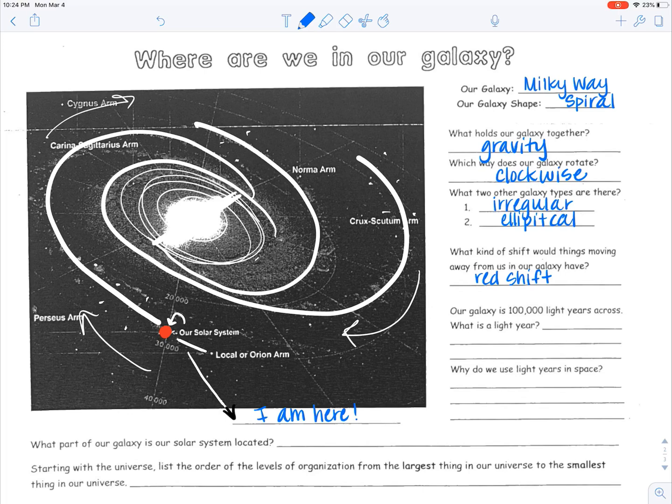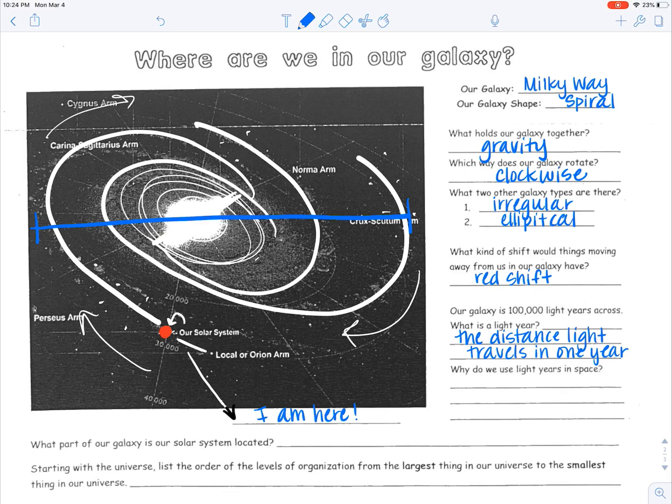Okay, so our galaxy is 100,000 light years across. That means from one end to the other, it is 100,000 light years. So remember, a light year is the distance that light travels in one calendar year. So the distance light travels in 1 year. Okay.